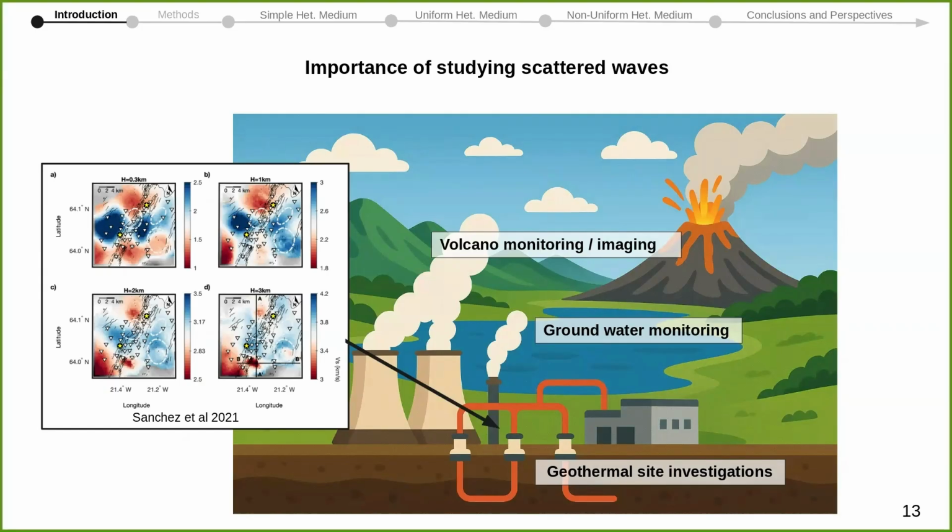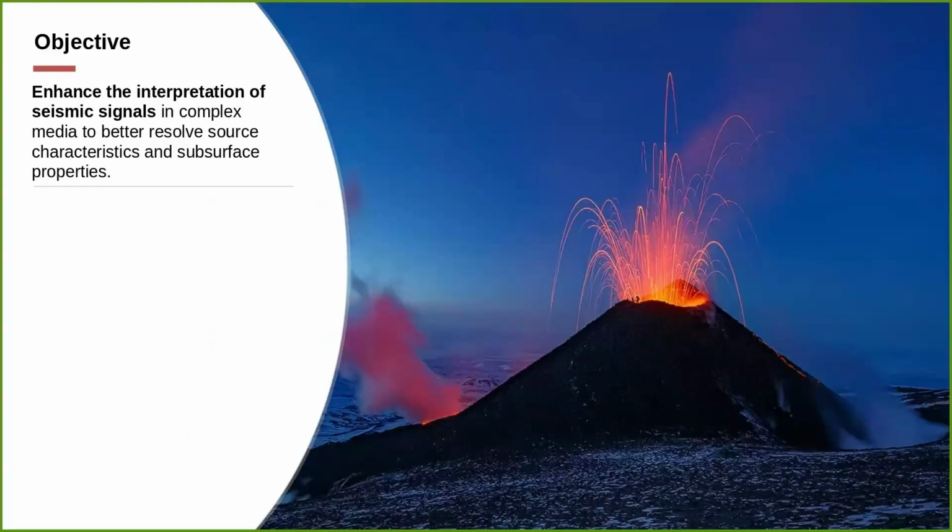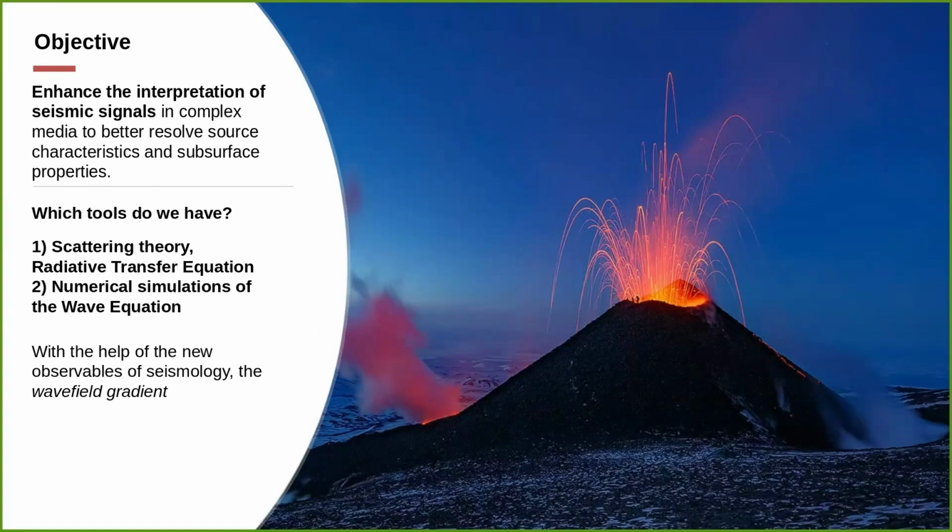But in this broad context, our objective is the following. We want to enhance the interpretation of seismic signals that have propagated in complex media, to better resolve source characteristics and subsurface properties. We will do this by using two tools. The first tool is scattering theory, mainly the radiative transfer equation, and then we will also perform many numerical simulations of the wave equation. In some studies, we will also use the so-called new observables of seismology, which are the wavefield gradients, and as we will see, they are the rotation and the linear strain.